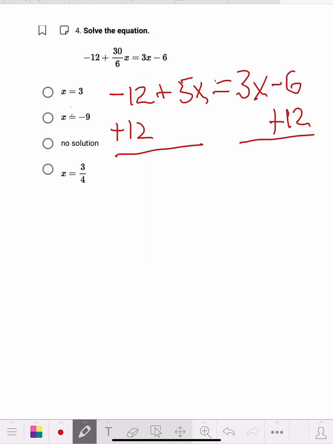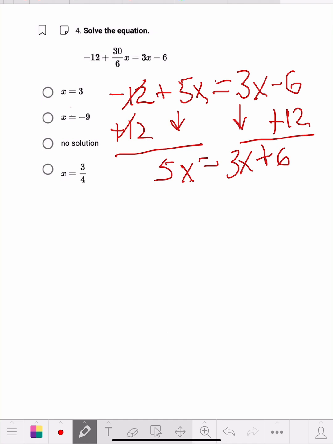These two cross out, a negative 12 and a positive 12 equals 0. The 5x carries down, 5x. The equal sign carries down, and the 3x carries down. Now, we got a positive 12 and a negative 6. What's the answer to that? It's a positive 6, plus 6. So what do I do now?